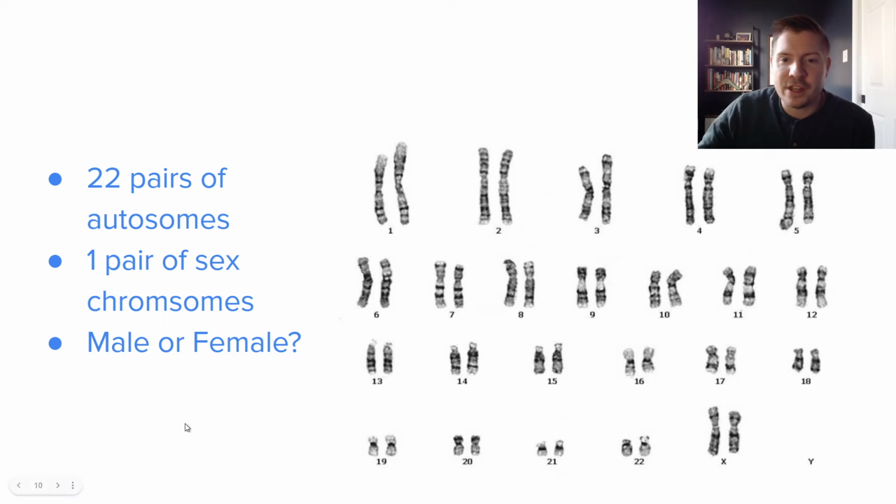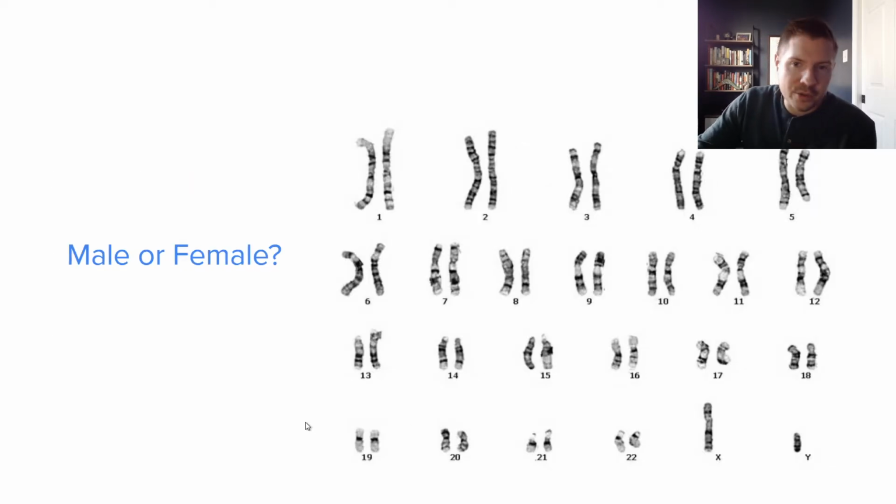You should have seen that there are 2 X chromosomes and no Y chromosome, which means this karyotype is from a female. Okay, another example here, similar, but now we have 1 X chromosome and 1 Y chromosome. You can see the Y chromosome is much smaller than the X. So this karyotype is from a male.